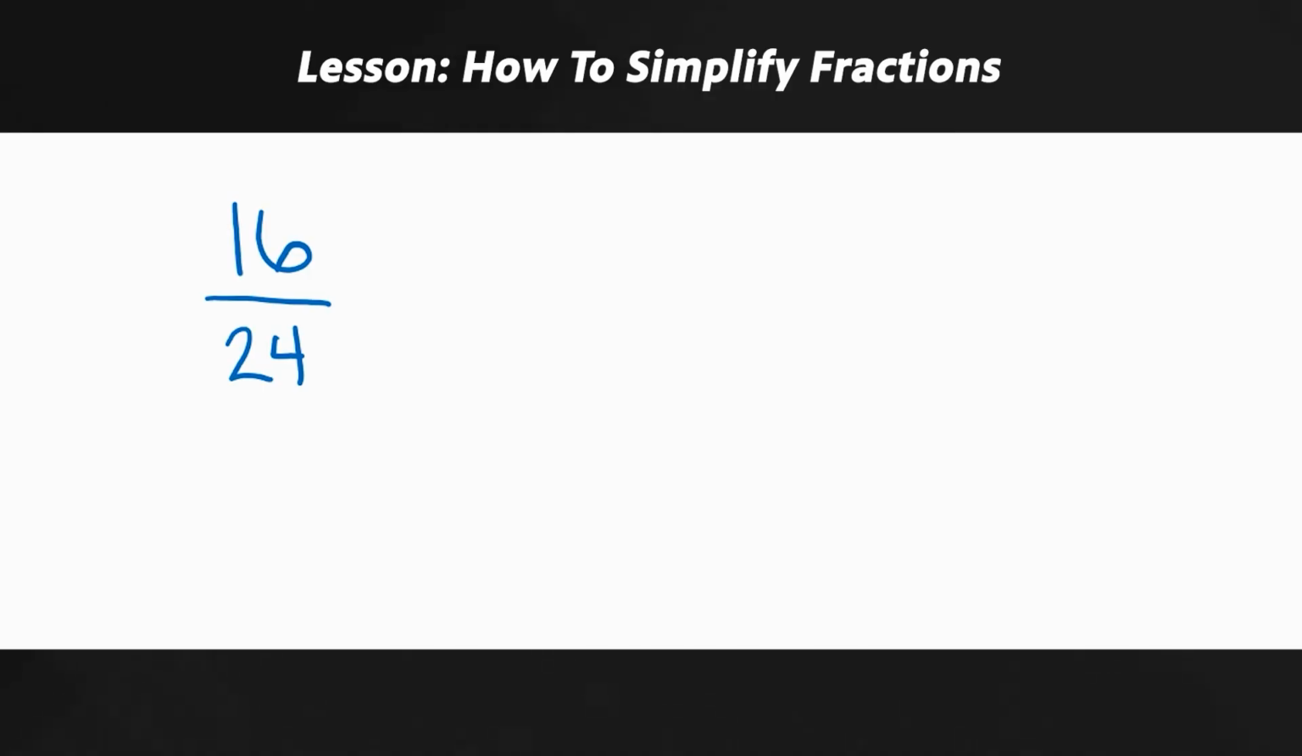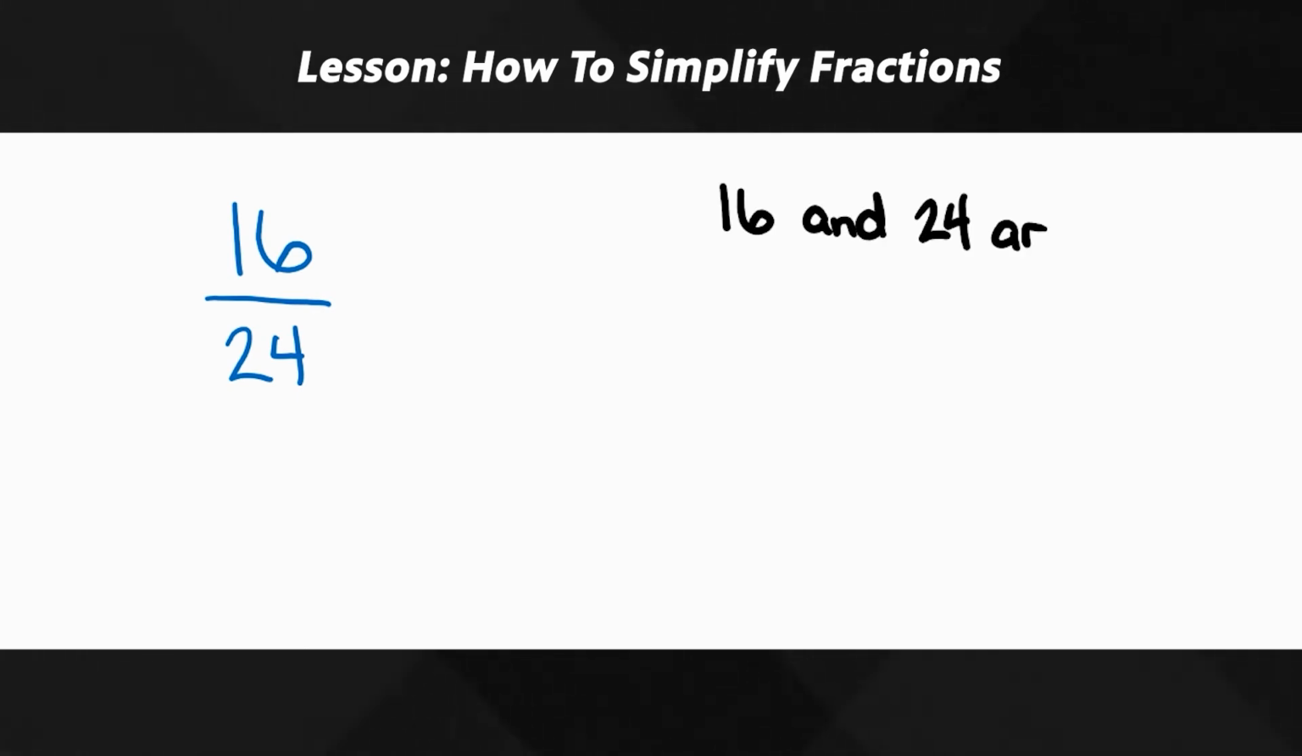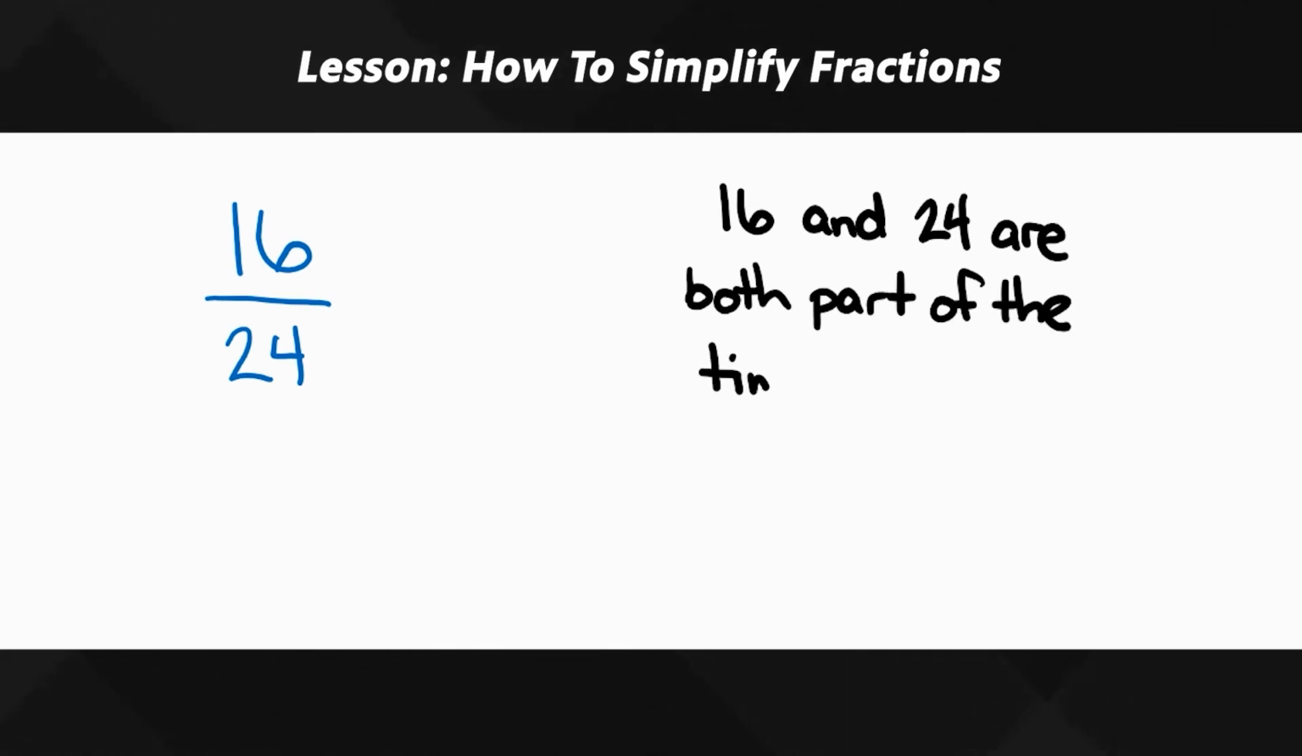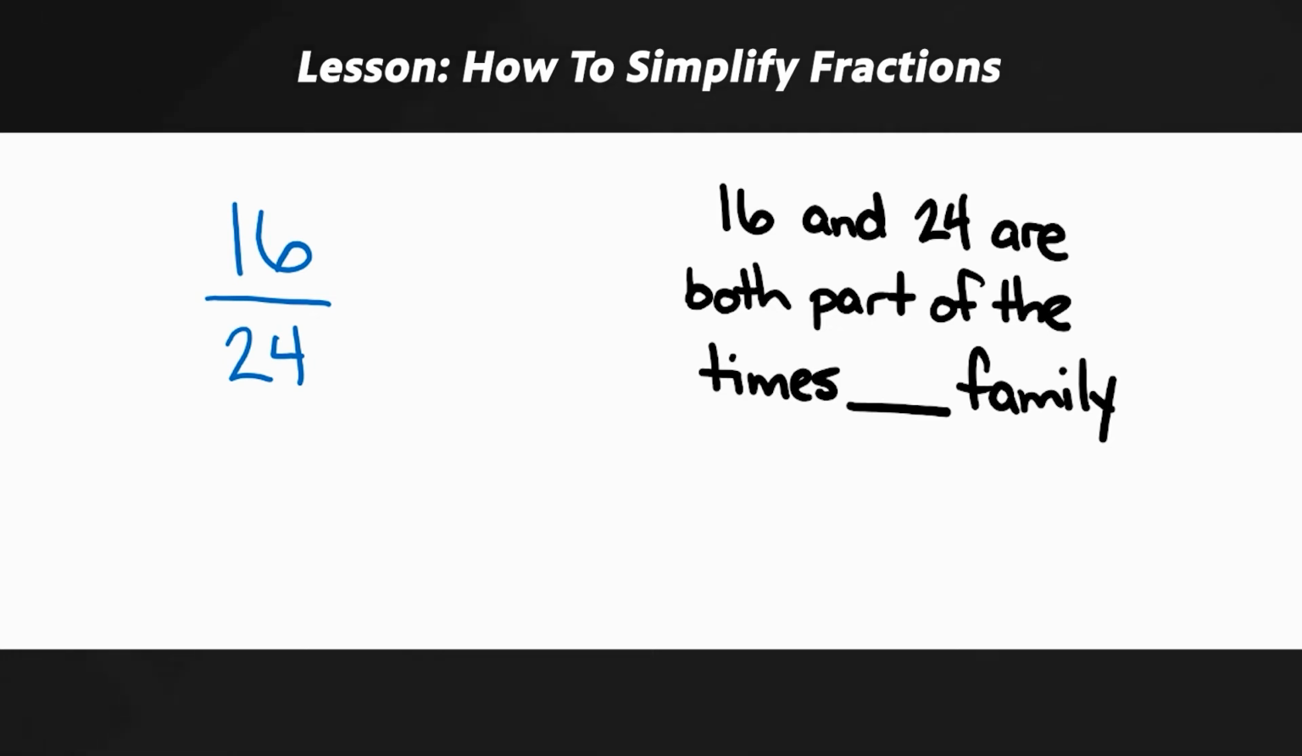Here's another example. This is 16/24. Now, I could list all the factors of 16 and all the factors of 24 and find the largest number that's the same in both lists. Or I could simply start thinking about my times facts. Here's what I mean. Look at 16 and 24. They're both part of the times what family? Think about your times facts. Times 2s, 3s, 4s, and so on. They're both part of the times what?